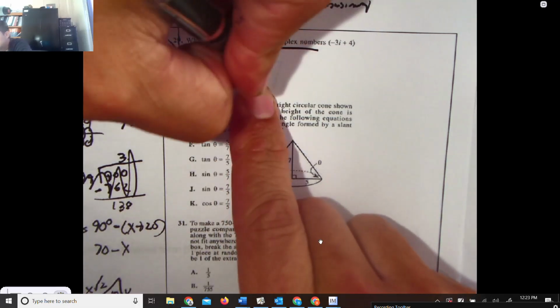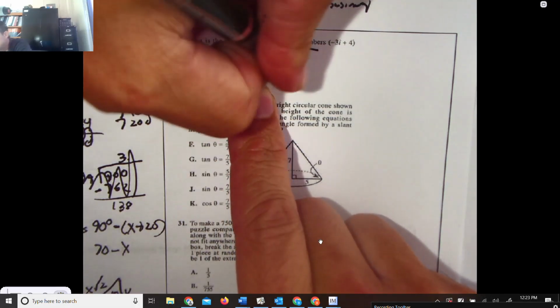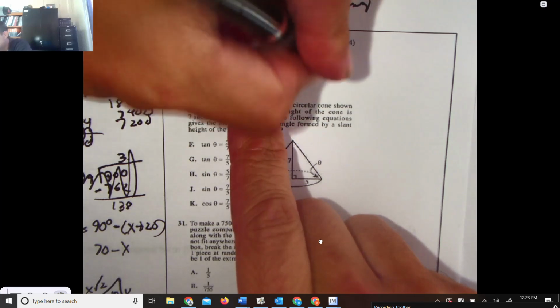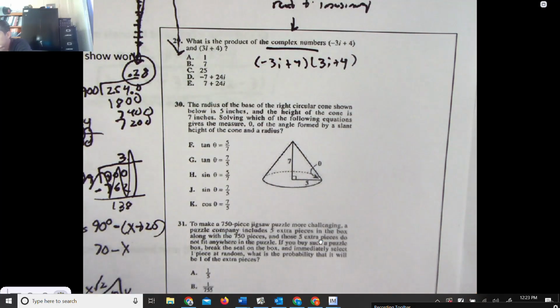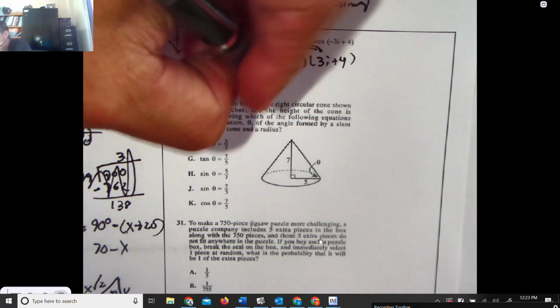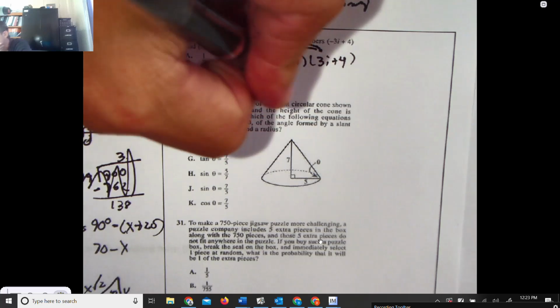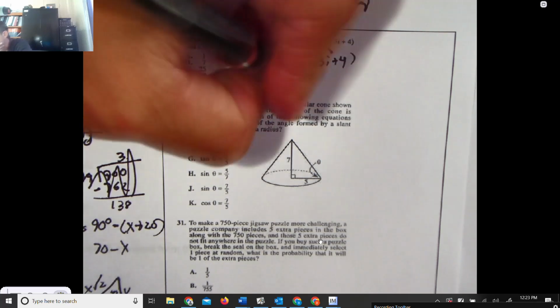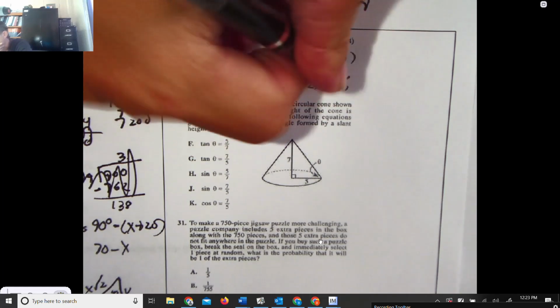We're going to FOIL. Negative 3i plus 4 times 3i plus 4. These happen to be conjugates of each other, which is nice. All right, so we do the double distributive property. Negative 3i times a positive 3i is negative 9i squared. Here we'd have minus 12i plus 12i plus 16.